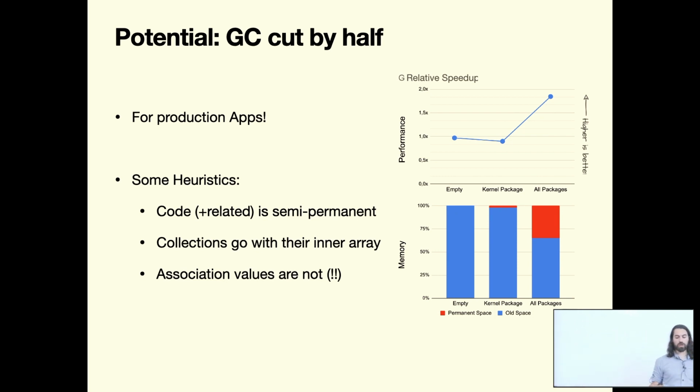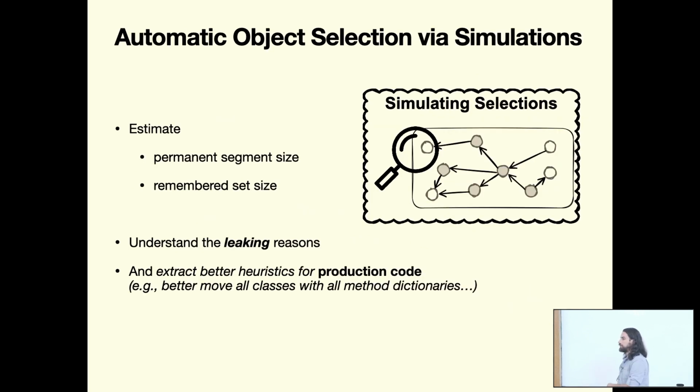So the next thing that we are going to do, or we are already working on, using this infrastructure to select objects and using heuristics, is to do automatic object selection. So the idea is that now we are running simulations. We take one object, and the idea is, OK, what is the next object that I have to add to the permanent space from this initial object? Like that, the permanent space grows, and the remember set still keeps low. So we want to estimate automatically the permanent segment size and the remember set size to try to maximize one and minimize the other.